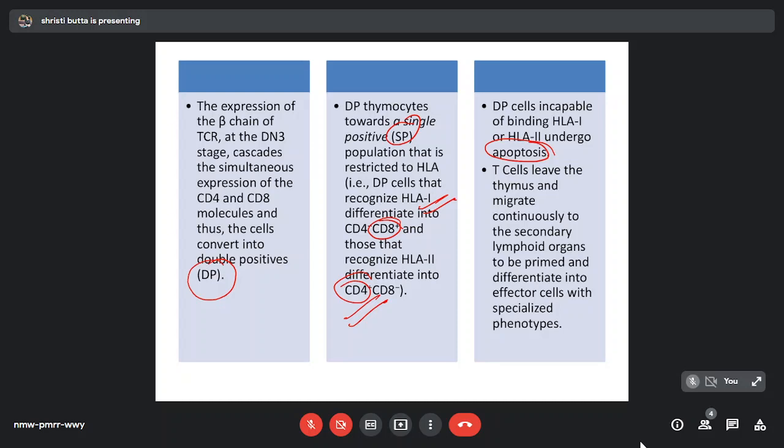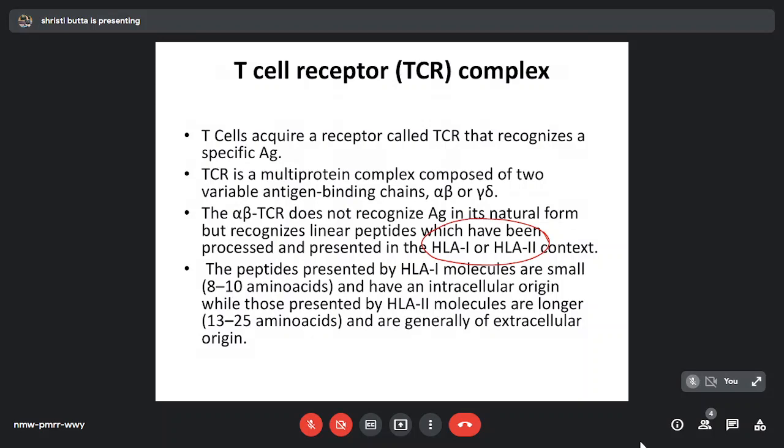Now, coming to the T cell receptor complex, the T cells acquire a receptor called the T cell receptor that recognizes specific antigens. The T cell receptor is a multipotent complex. What does it include? It includes the alpha beta or the gamma delta chains. Okay, the alpha beta T cell receptor does not recognize antigen in its natural form. It recognizes antigens only when it is coupled with either HLA1 or HLA2.